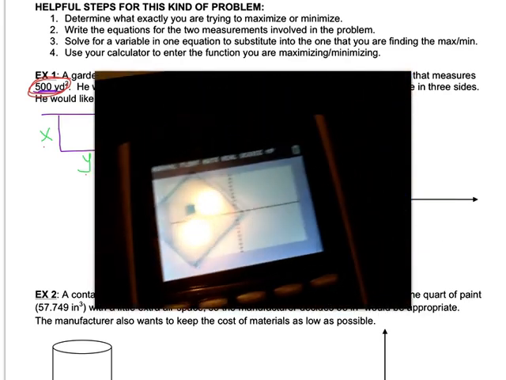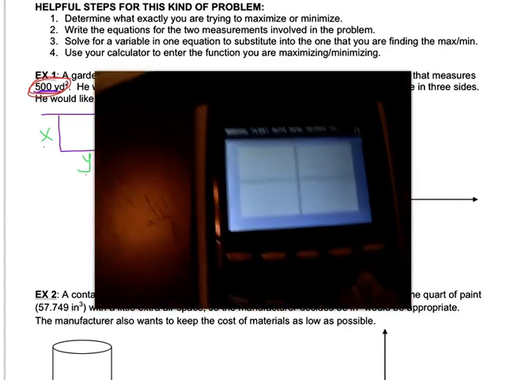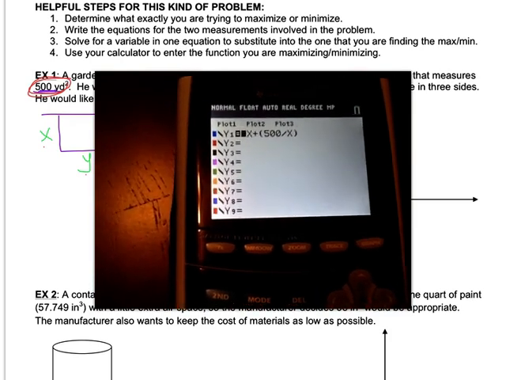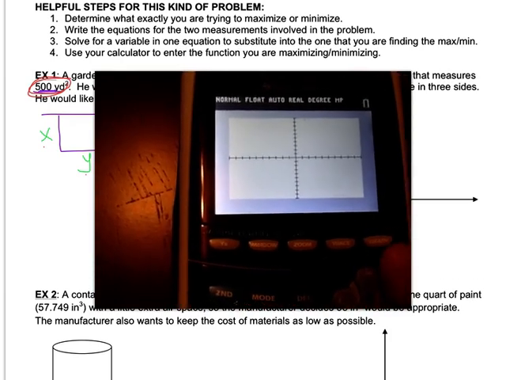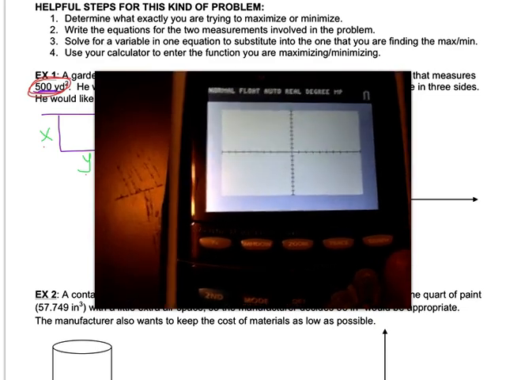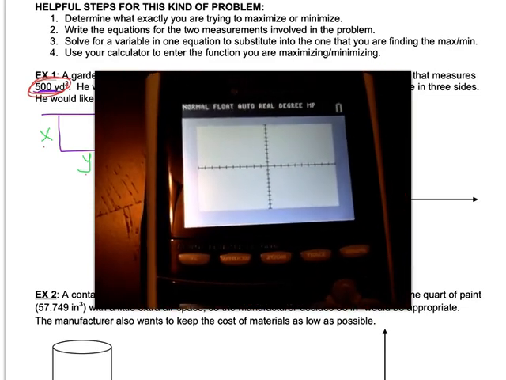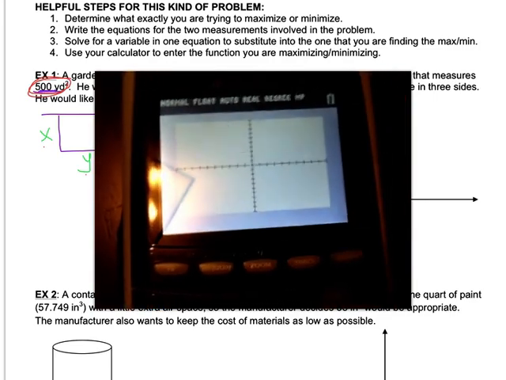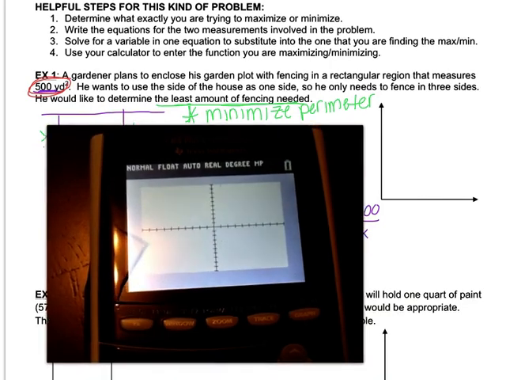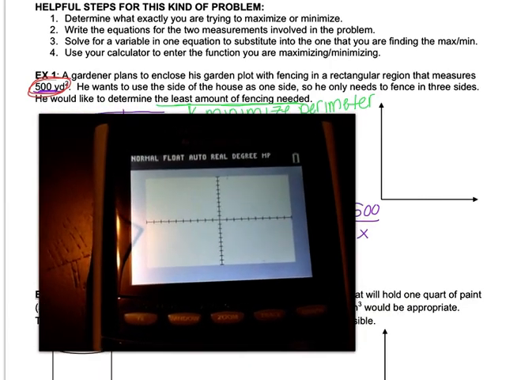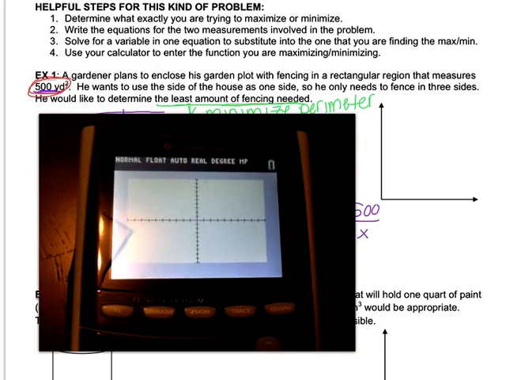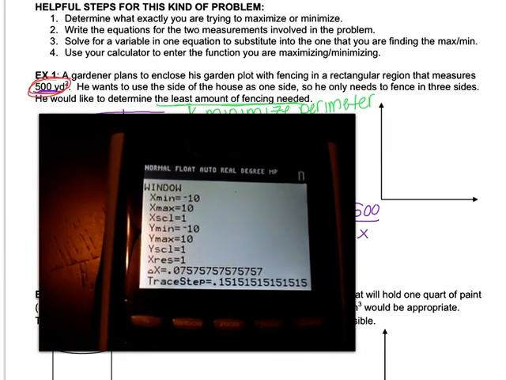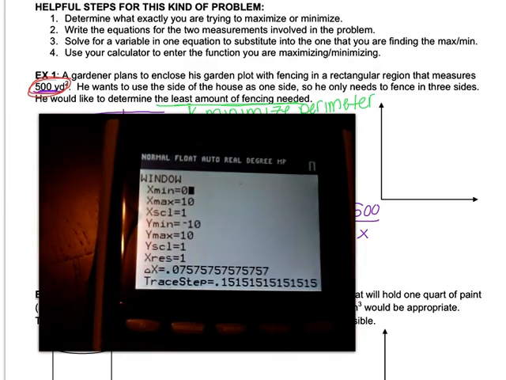Okay, when you plug in, sorry about the lighting, when you plug in this function, our perimeter function 2x plus 500 divided by x, and you graph it in the standard window, ZoomStandard 6, you get absolutely nothing. The reason for that is because we need to change the window to fit the context of our problem. So the area is 500 square yards. Our function is measuring perimeter, and first of all, we don't care about negative x values, so my min is going to be 0.